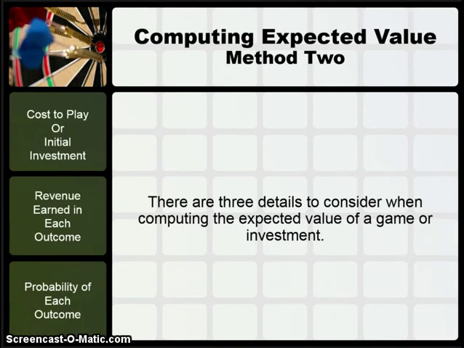We still need to consider 3 details. The first detail is the same. We need to know the cost to play or the initial investment. The second detail, we're going to replace the profit with the revenue earned in each outcome. And the third item is still the same. We need to know the probability of each outcome.